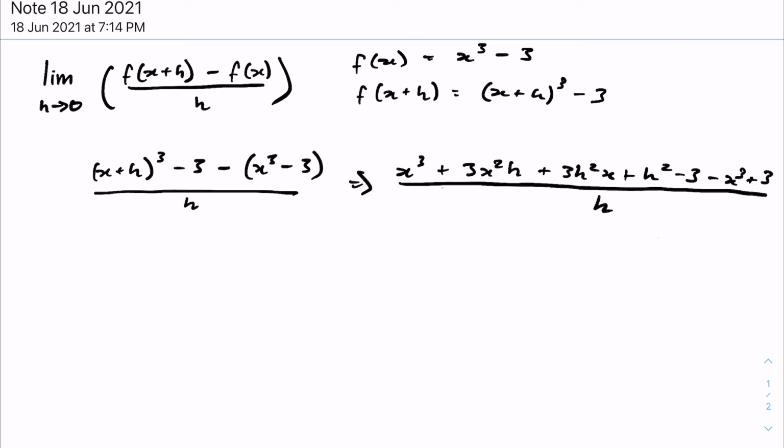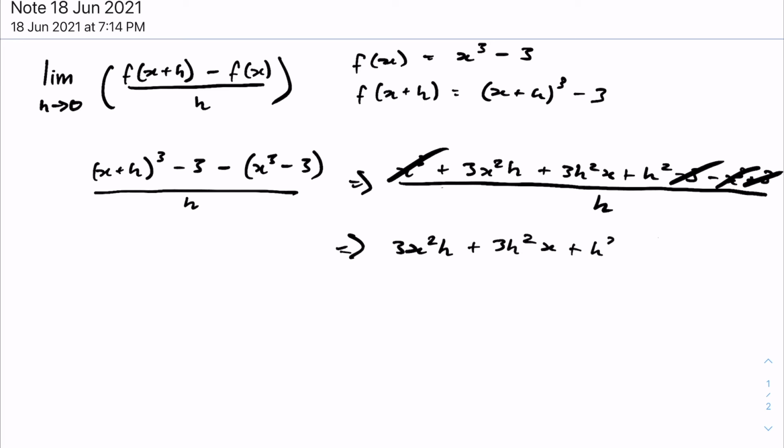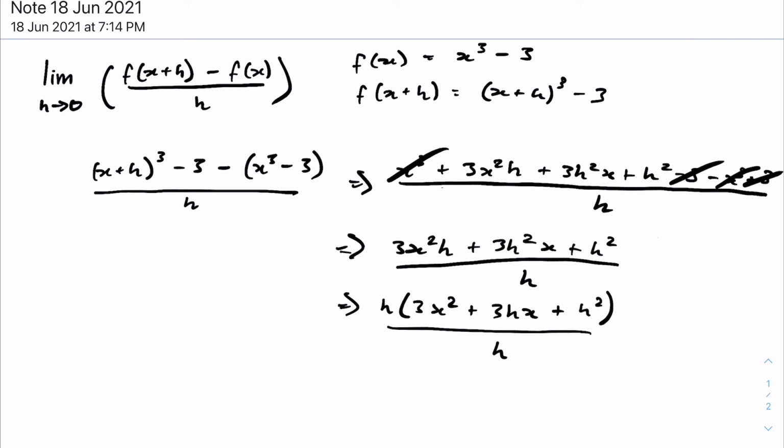Okay, now you can actually cross some things out here. The x cubed crosses out with that here, and the negative 3 crosses out with the positive 3 over there. So we're left with 3x squared h plus 3h squared x plus h cubed, divided by h. And of course, we can factor out the h to get h times 3x squared plus 3hx plus h squared over h. And we can cross the h's out to get 3x squared plus 3hx plus h squared.